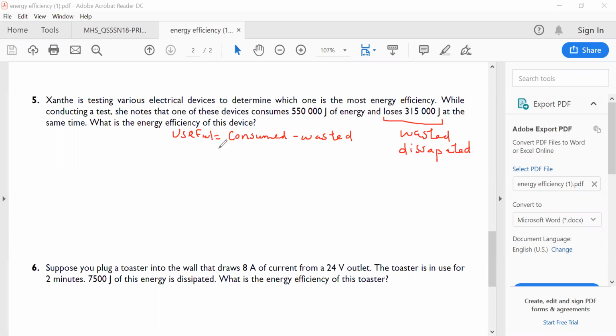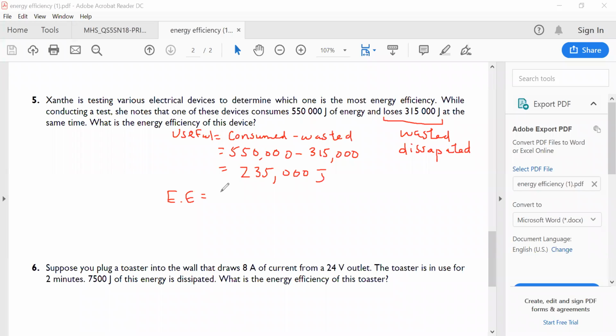So if I do consumed, which is 550,000 joules, minus 315,000 joules, 550,000 minus 315,000 gives me 235,000 joules of energy.